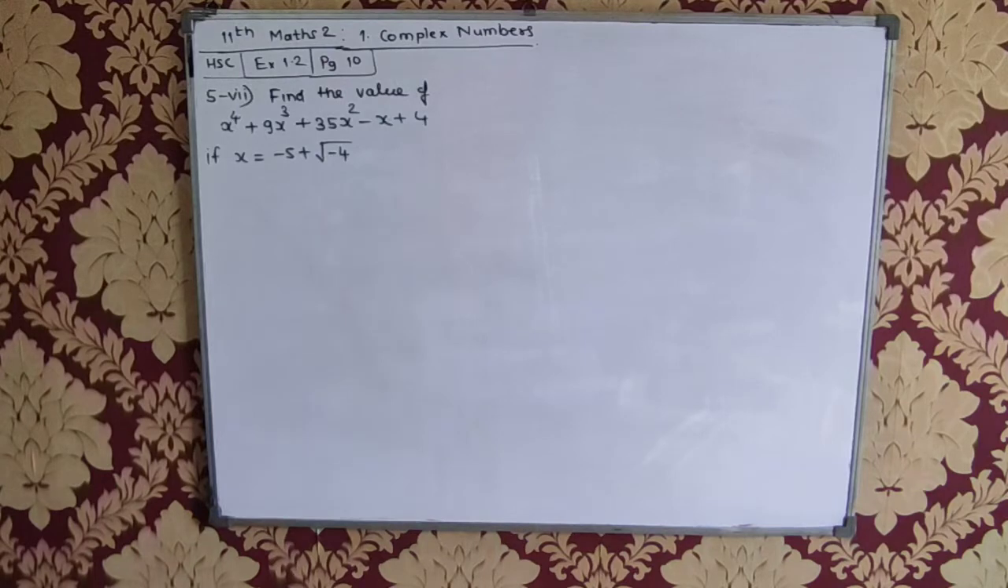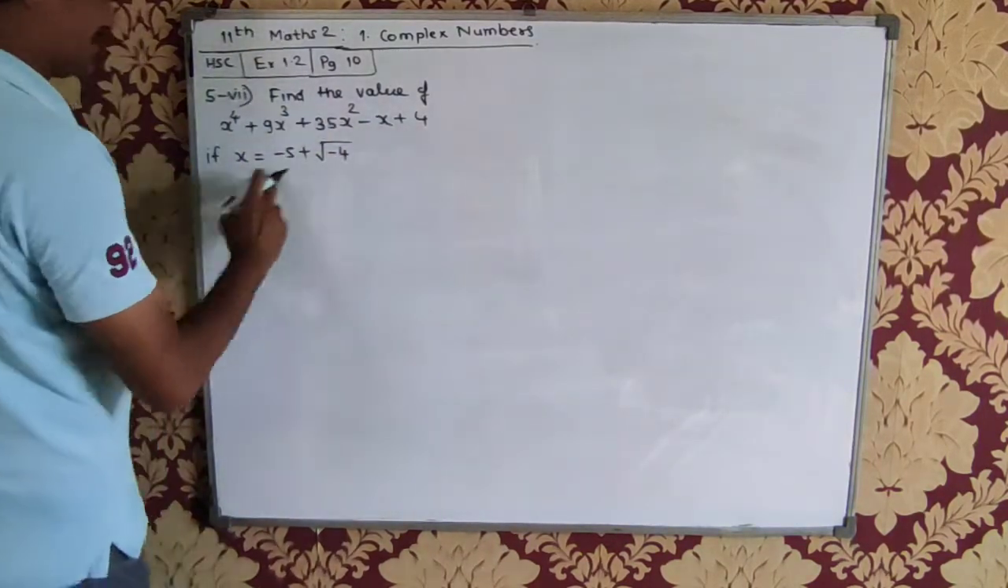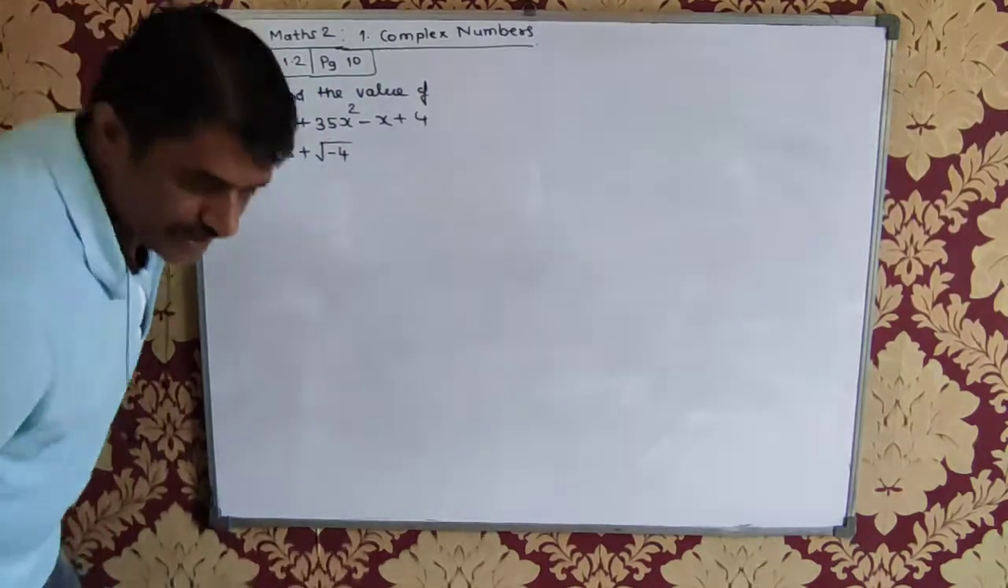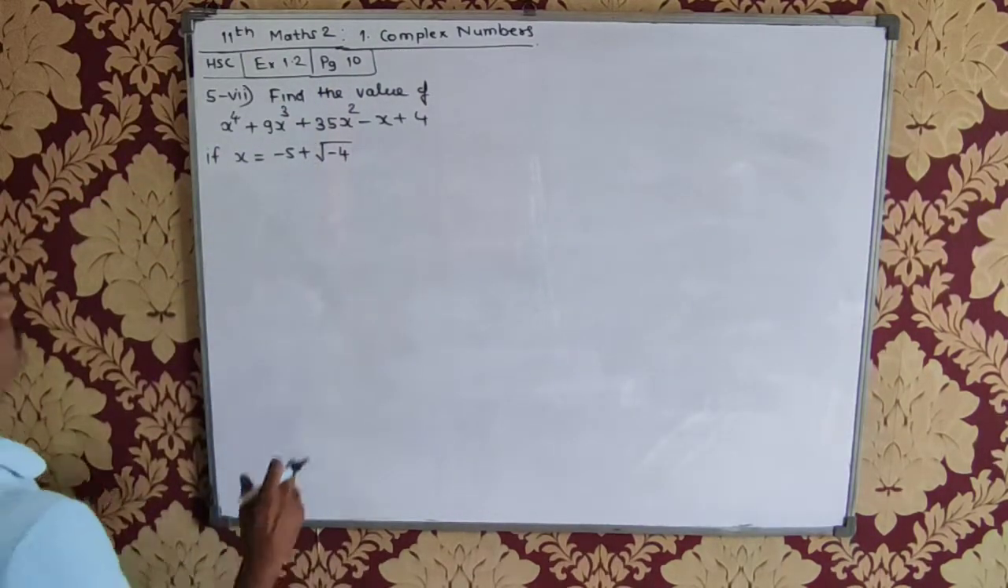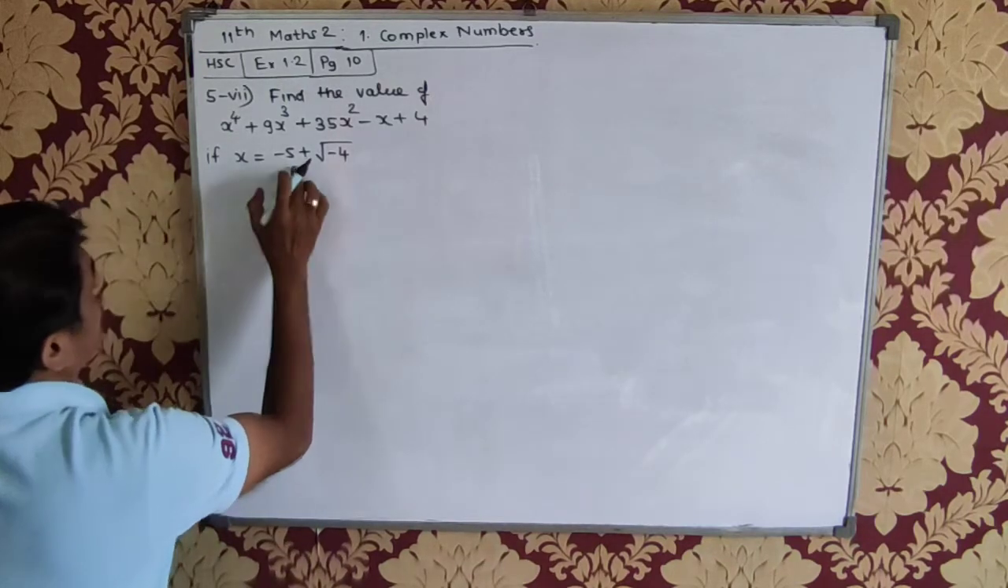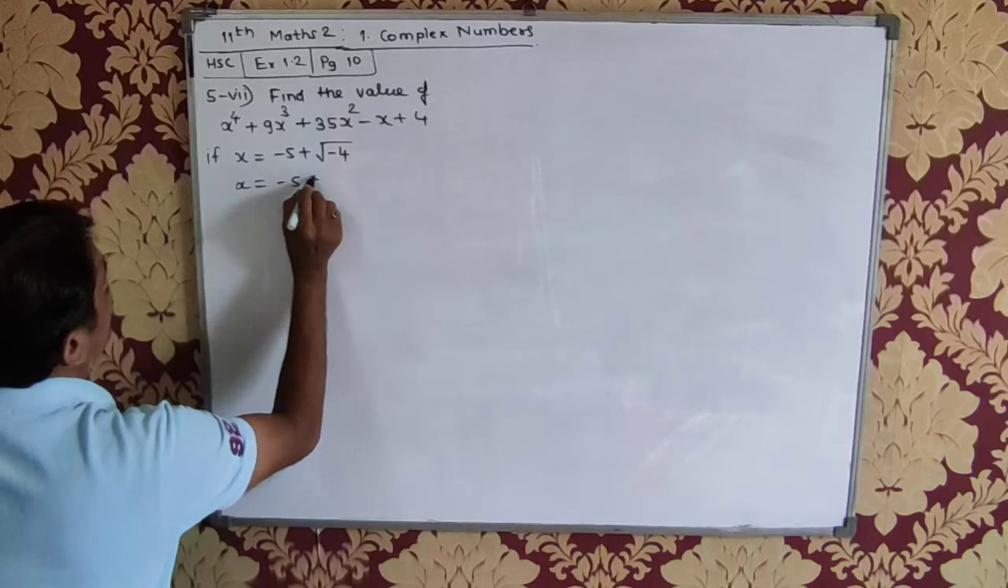Question number 7. Find the value of x raised to 4 plus 9x cube plus 35x square minus x plus 4 if x is equal to this. As I have told you, I have to simplify this expression. So first of all, x is equal to minus 5 plus 2i.